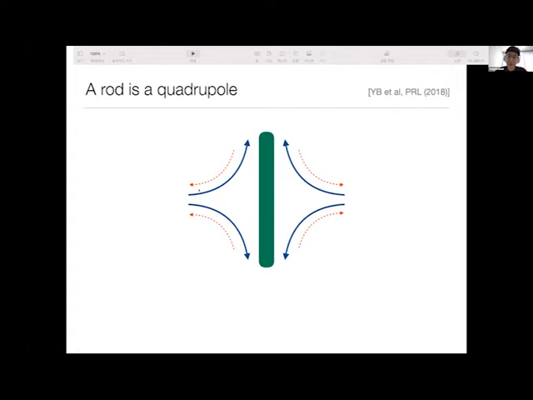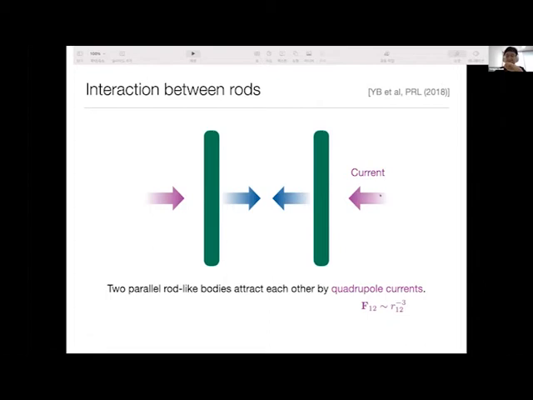So what happens is that there will be some kind of current, which, when you have two rods, tries to push these two rods together. This is essentially the attraction emerging from quadrupole currents of active particles. And quadrupole currents decay in 2D as 1 over distance cubed. Therefore, this interaction will also decay as 1 over distance cubed, which is going to be an attraction.